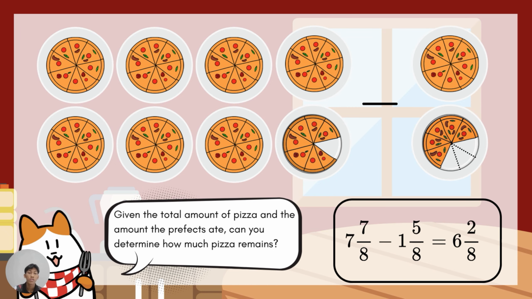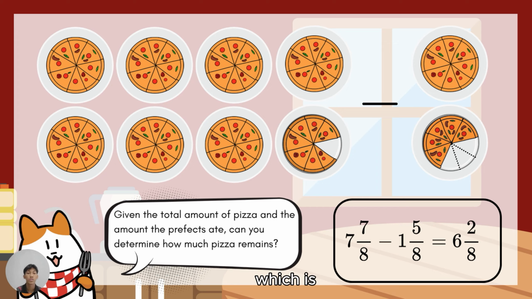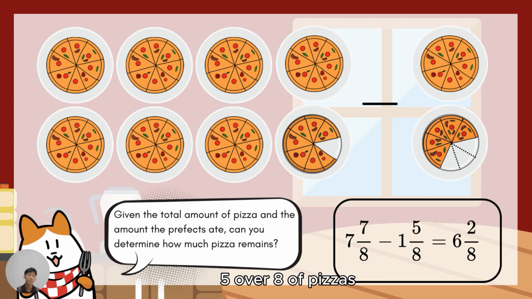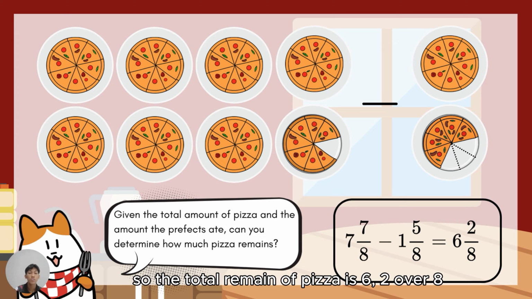So in this part, we actually use the subtraction operation, where the prefects join the party and take 1 5/8 of pizzas. So from the total of pizza, which is 7 7/8, we subtract 1 5/8, which is the total of pizza that has been taken by the prefects. So the total remaining pizza is 6 2/8.